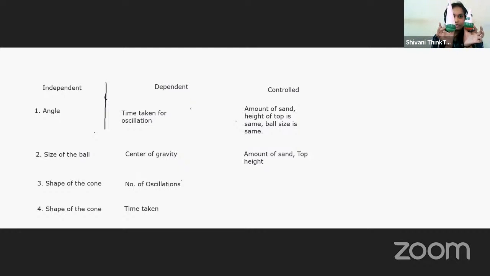So next, what I can do is take two same balls, same amount of sand, but change the height. And I'll see how much time it takes to oscillate. You can try out this. Try to find out what is the dependent here. And in next case, I'll take two tops which have same height, same size.